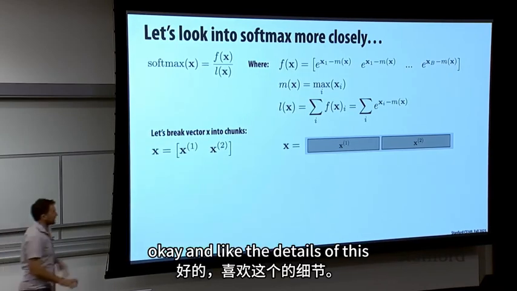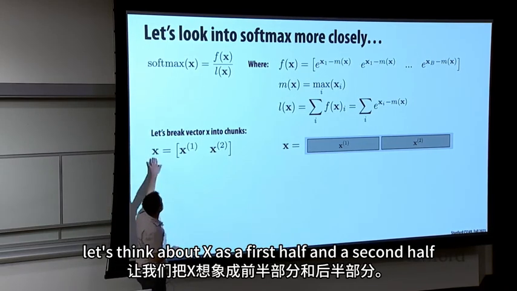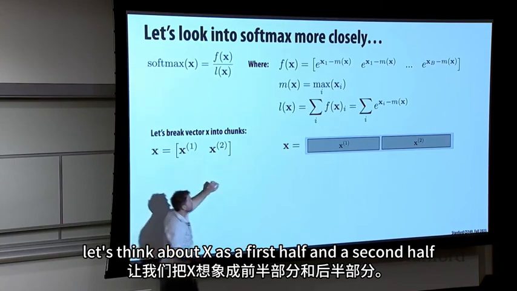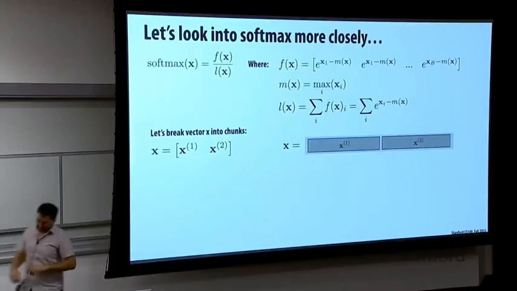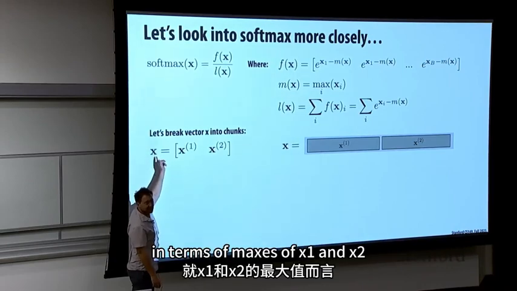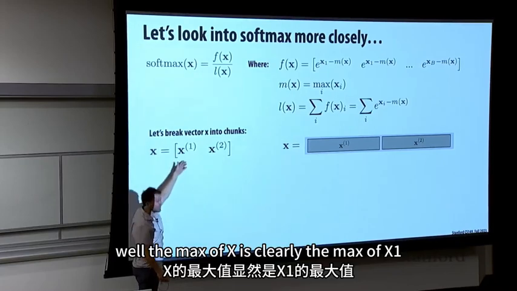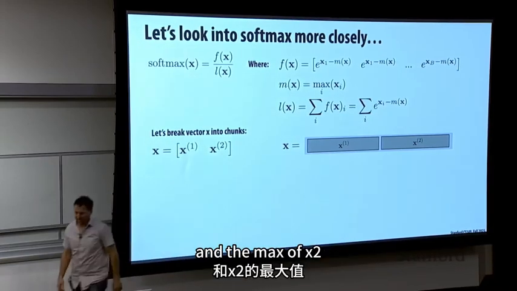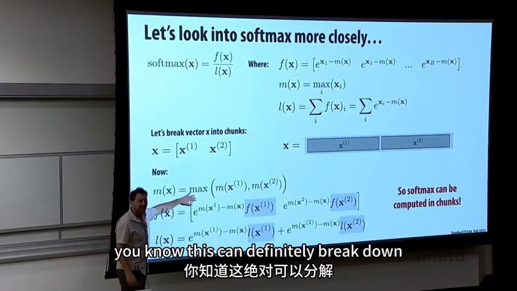Okay, and like the details of this, I think we should take offline. But the general gist of it is, let's think about x as a first half and a second half. So here's the first half, here's the second half. And if I think about what is the max of vector x in terms of maxes of x1 and x2, well, the max of x is clearly the max of x1 and the max of x2. So, this can definitely break down.